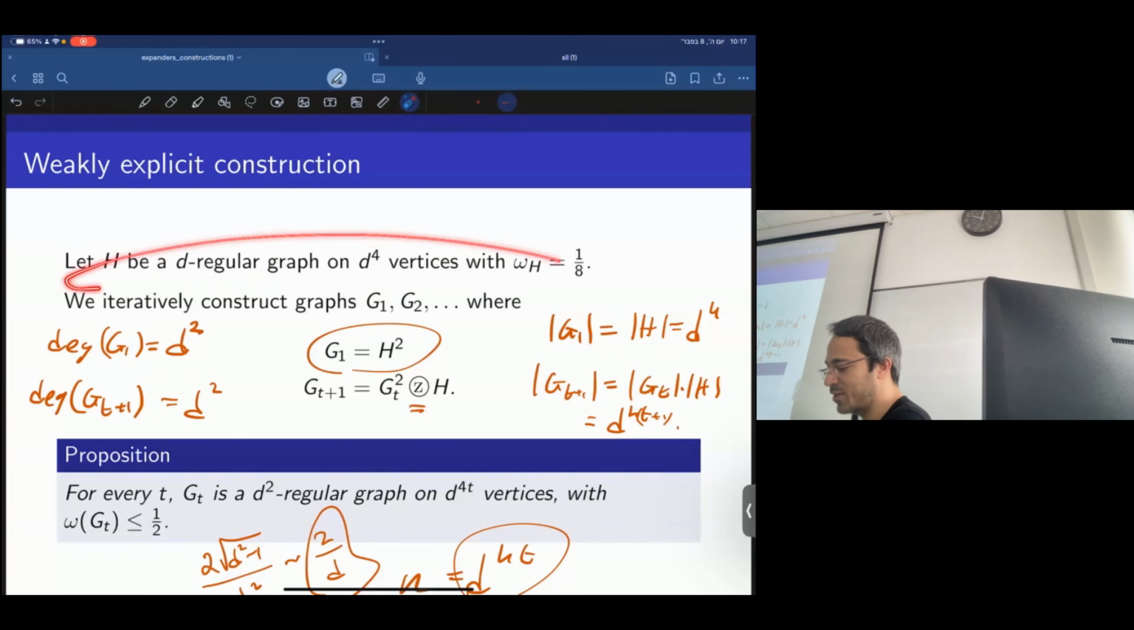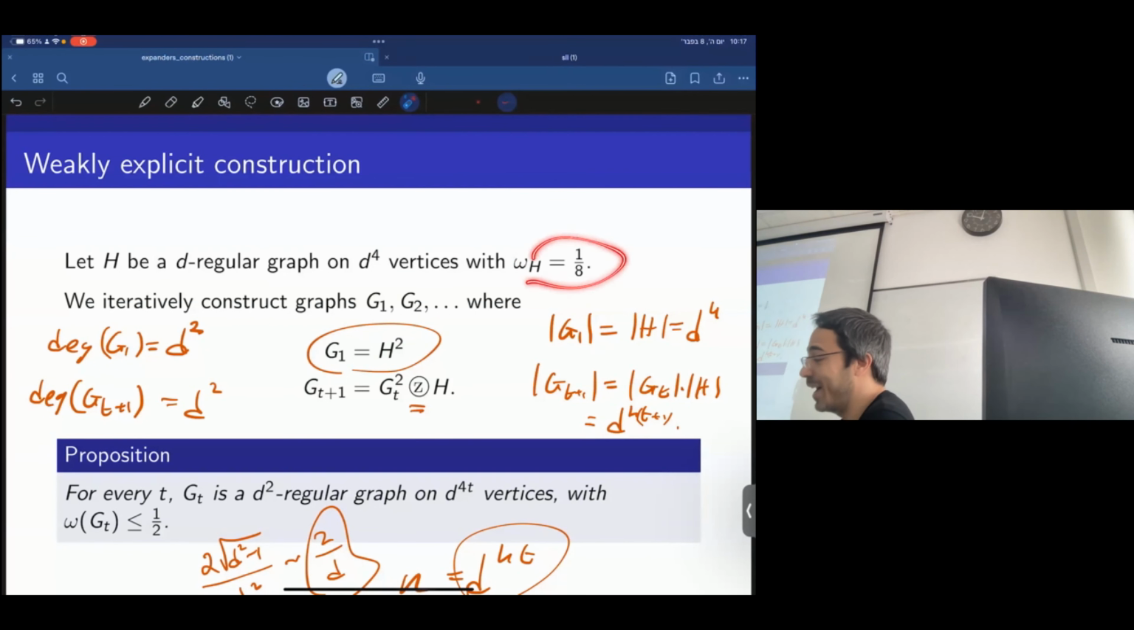If you think of this as constant, you can just find it by brute force. If not, you can use problem 5 from the homework. It gives you something much better than that. It gives you omega, which is like 1 over D something, better than 1 over 8 for large enough D. So you take a small gadget graph H like that, and you iteratively define the graphs in the family as follows. The first graph, the smallest one, is H squared. And then every other graph is obtained by squaring the previous graph, zigzagging with H.